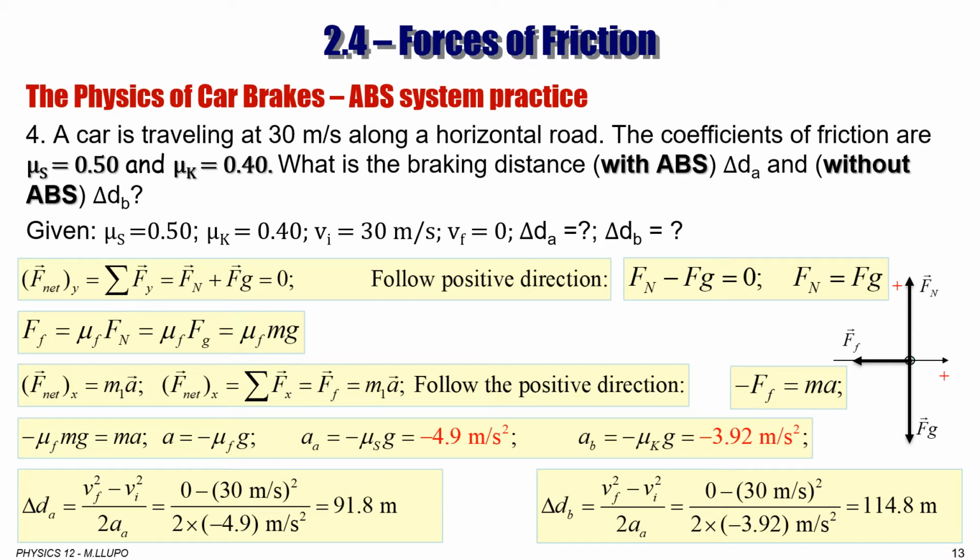If you see, there's a big difference in braking distance when the car comes to a complete stop: 91.8 meters with ABS and 114.8 meters without ABS. It's a huge difference. So it is much safer with ABS when we are braking.